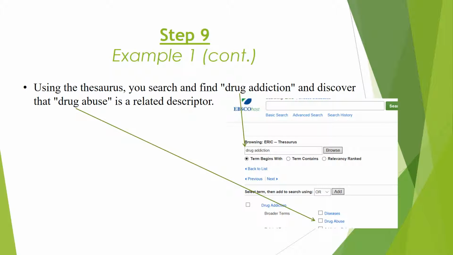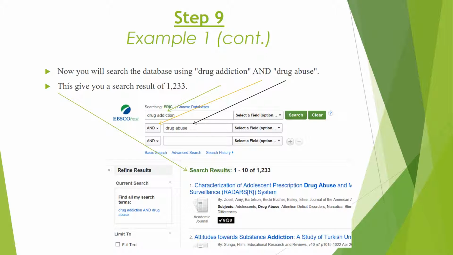By using the thesaurus of the database, you search and find drug addiction and discover that drug abuse is a related descriptor. Now you will search the database using drug addiction and drug abuse. This gives you a search result of 1,233.